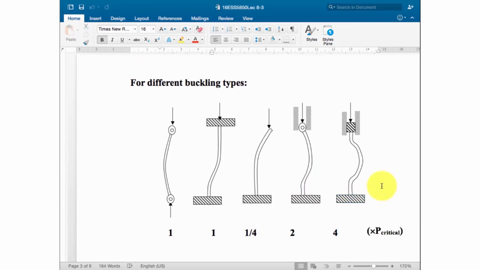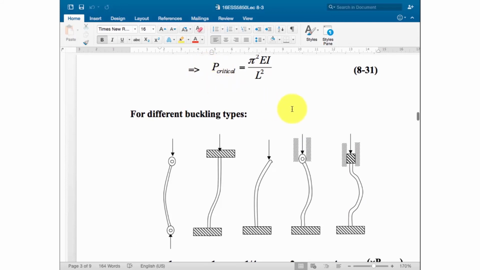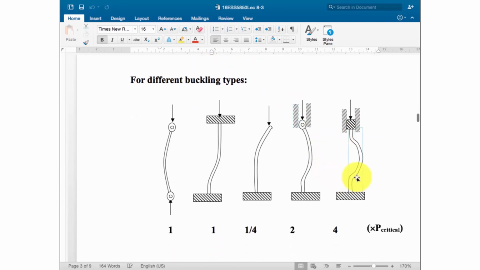This one is similar to this one, right? This one is similar to this one, but the length is half the length. So you plug in L equal to half length, and you get the P critical becoming 4 times. So currently we have the beam similar to this one. So this one is similar to the P critical.